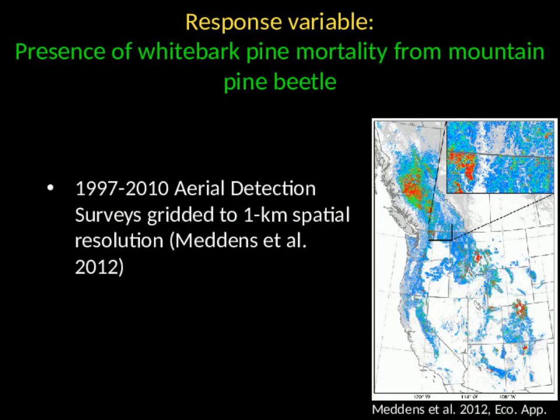I want to give a little bit of how we did this, because I know modeling is often a black box, and if you don't see some of what goes into it, it's hard to know whether you believe it or not. The response is whether or not there was whitebark pine mortality in a 1-kilometer grid cell, and that comes from the Aerial Detection Survey from the Forest Service. That's from the U.S. Forest Service flights, which I'm sure many of you are familiar with, a pilot and an observer recording where they see mortality, the tree species, and what they think the damage or mortality agent was.